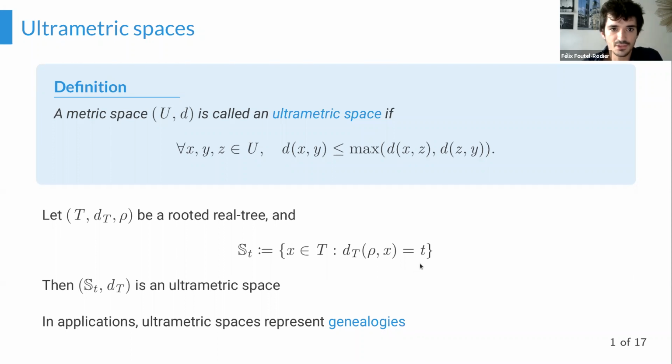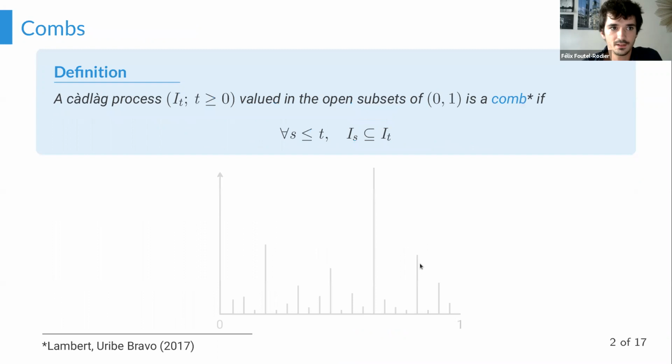I'm going to be particularly interested in a specific kind of ultrametric spaces, which can be constructed from my second object, which are combs. What I mean by a comb is a stochastic process which is càdlàg and valued in the open subsets of [0,1]. And I'm going to impose that this process is non-decreasing for the inclusion. This definition actually generalizes an earlier definition that was given by Amaury and Uribe Bravo in 2017.